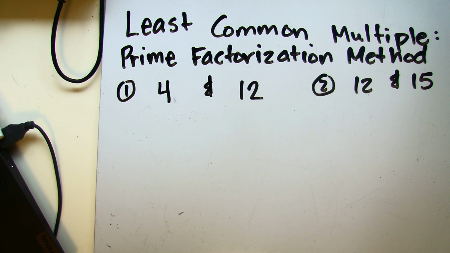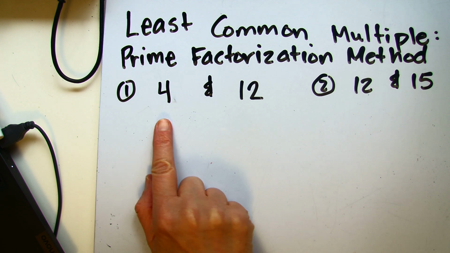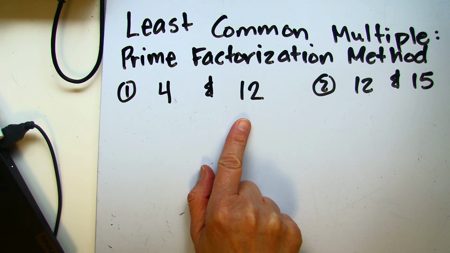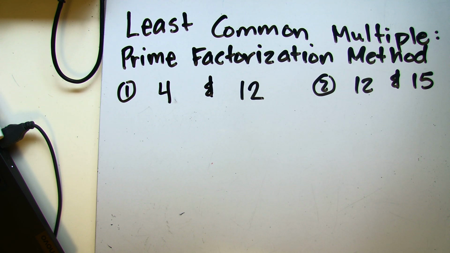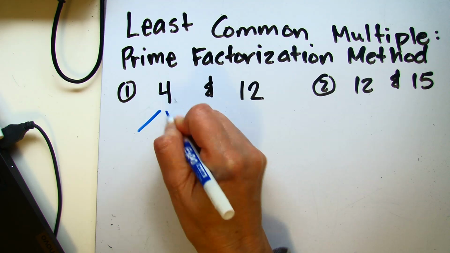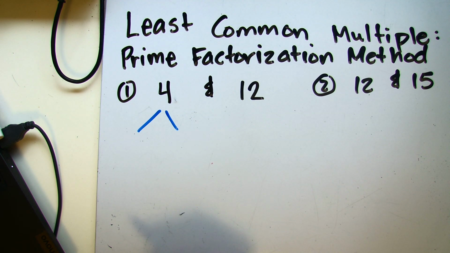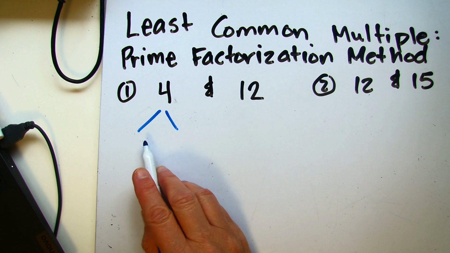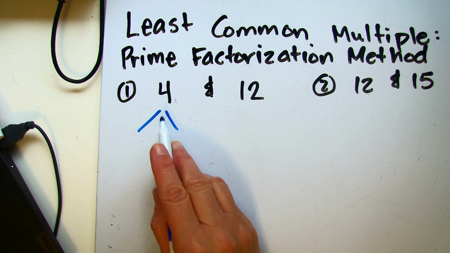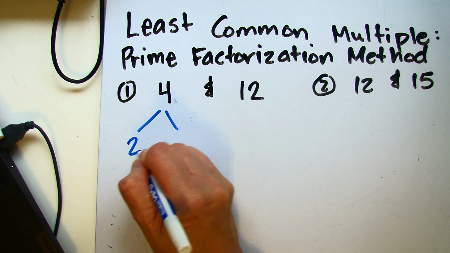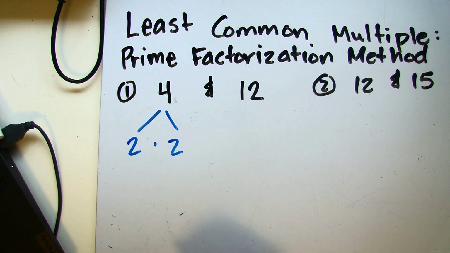We'll do two examples. In this first example, we're going to look at the numbers 4 and 12, and we want to find the least common multiple between the two. To do this, we're going to create factor trees, and our goal is to find a list of prime numbers. This one is fairly easy. 2 goes into 4 2 times, and remember that 2 is a prime number.